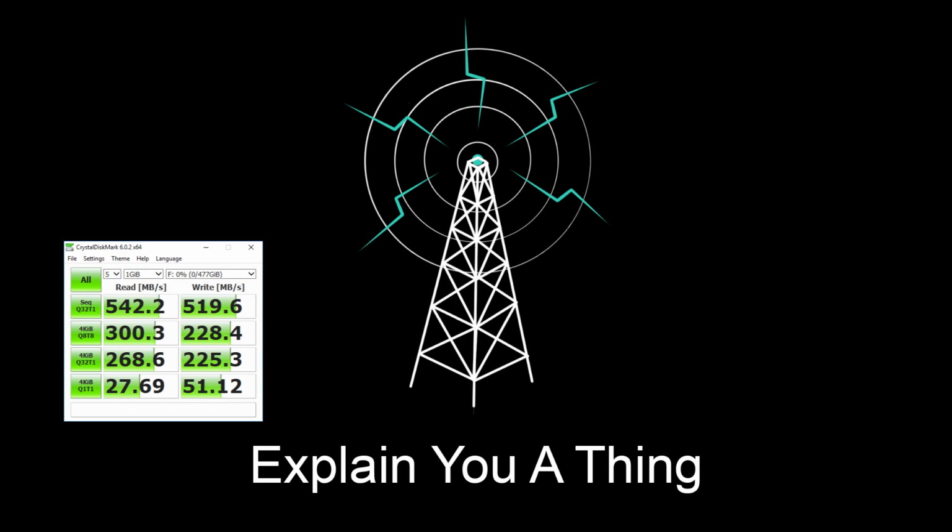So if we look down the list, the 4 kilobyte test, so 4 kilobyte chunks, queue depth of 8, and we've got about 300 and 228 respectively, and then we go on down the line looking at our random tests, 268.6 and 225.3. So, you know, it handles random writes really, really well, which is good.